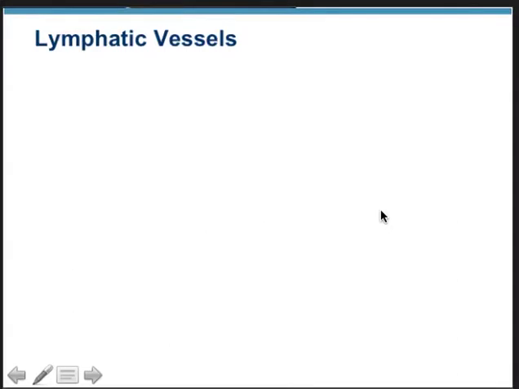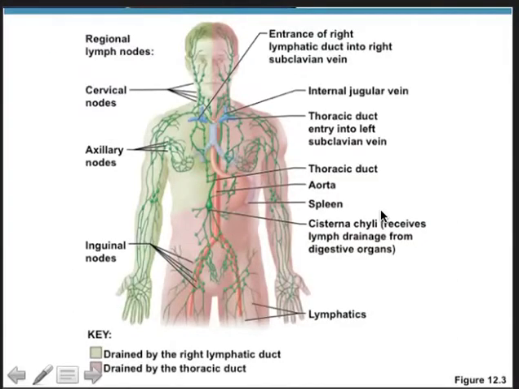And if we look here, we can actually see where the lymphatic system rejoins the venous circulation. You can see here, those are your internal jugular veins. There is the right subclavian and the left subclavian vein. You can see where the thoracic duct enters into the left subclavian and where the right lymphatic duct enters into the right subclavian.